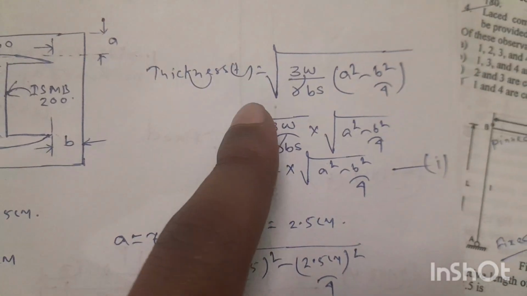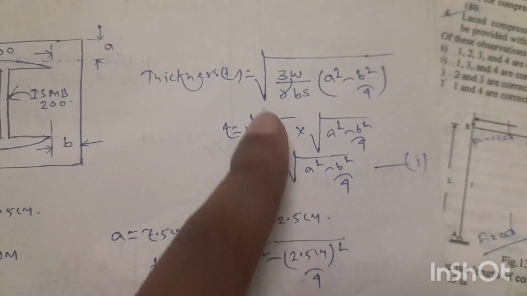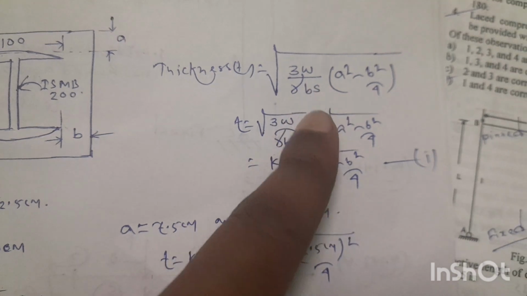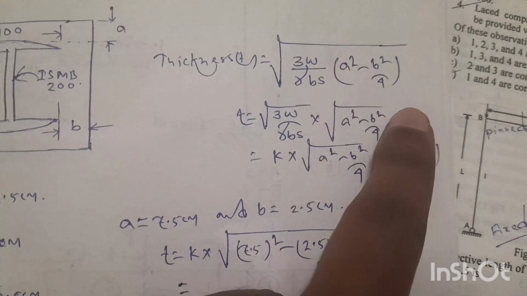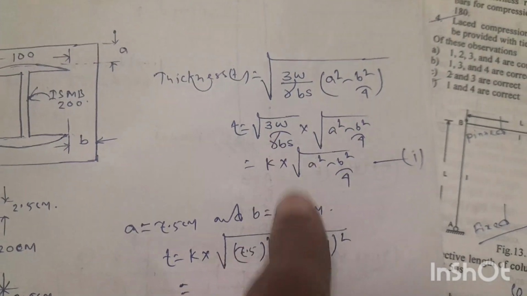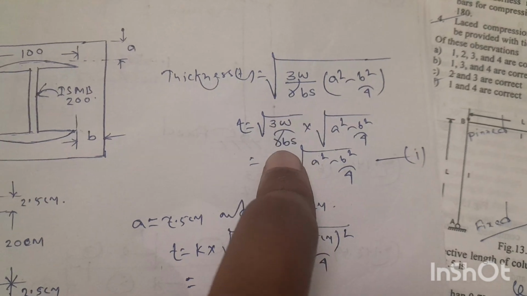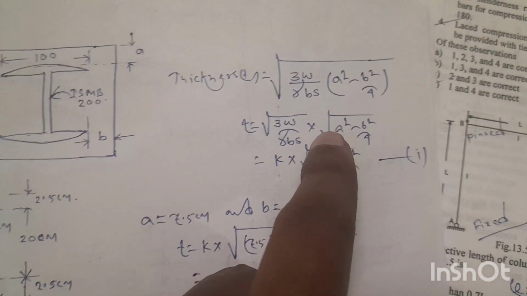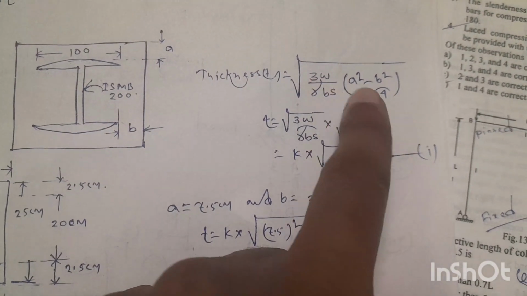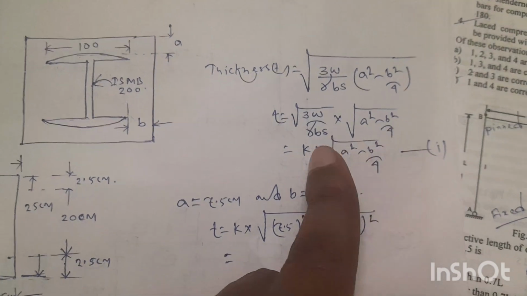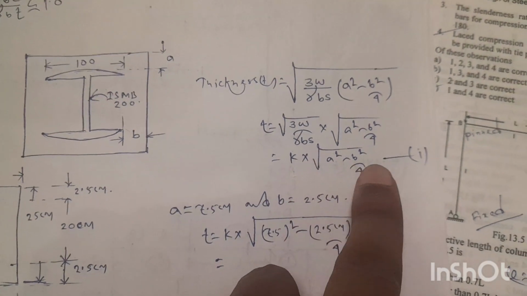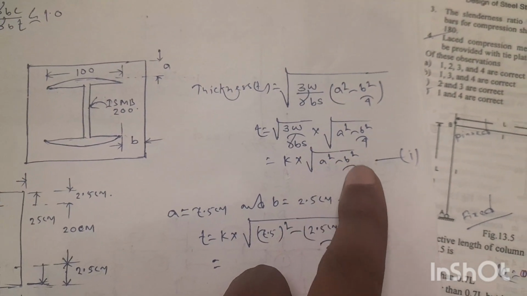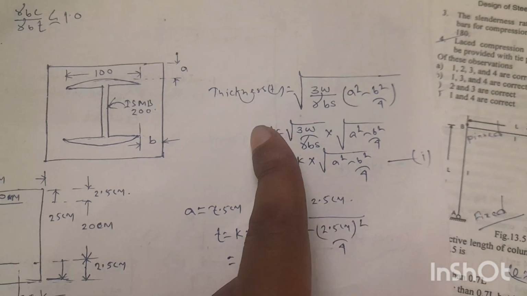Look, this is the thickness of the base plate formula: T equals root over of 3W by sigma_bs into (A square minus B square by 4). This value, root over of 3W by sigma_bs, is constant, and this value, A square minus B square by 4, differs. So this is constant K into root over of A square minus B square by 4. This is our main formula now.